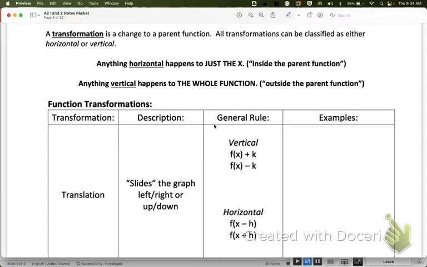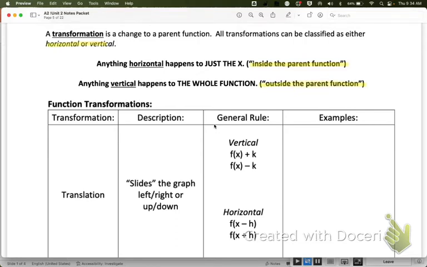Now, this is the key to understanding the whole thing. Any transformations done to a parent function can be classified as either horizontal or vertical. So anything that is happening horizontally is going to happen inside the parent function. It's going to happen inside parentheses, underneath the squared, inside the absolute value bars, inside a square root symbol. We're going to get to all kinds of functions. Anything vertical is going to happen to the whole function, and that's going to change the output, which happens outside of the parent function, okay?